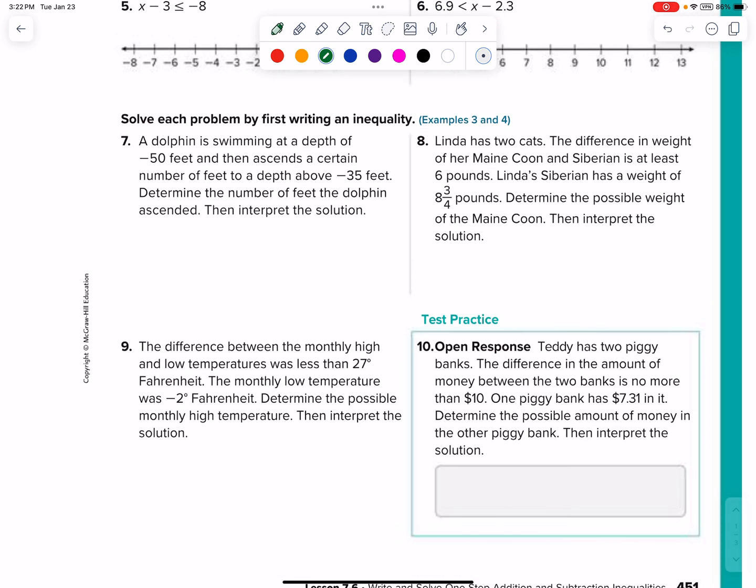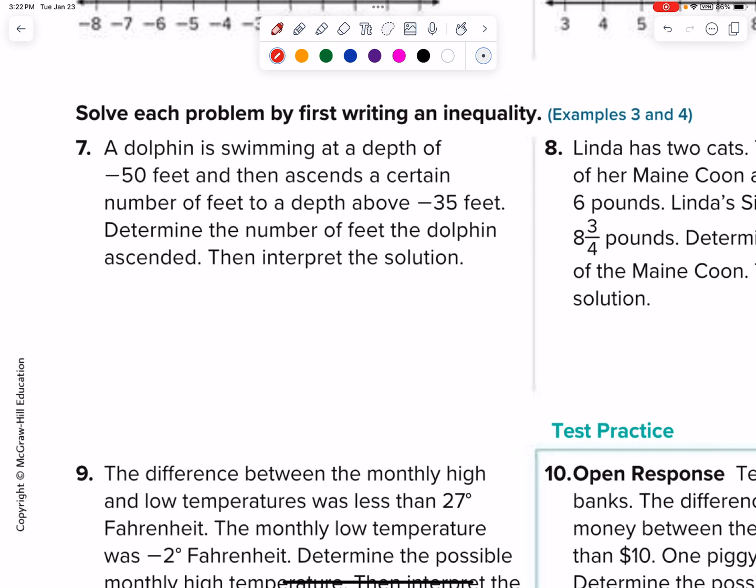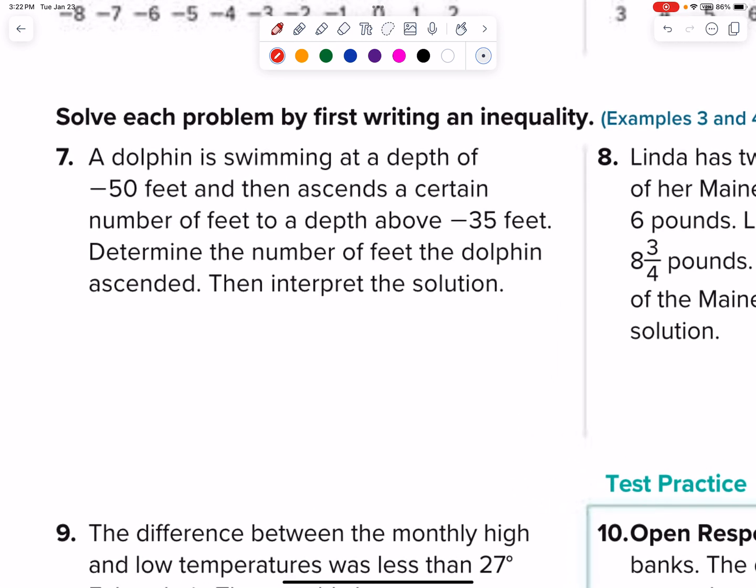All right, and then let's go ahead and take a look at some word problems. These are a little bit trickier in the sense of the order. Okay, so let's go ahead and just explore these ones together, so that you're attacking it the right way. A dolphin is swimming at a depth of -50 feet. So that's its current location. And then it ascends. So remember, we have ascends and descends. Ascend means going up, a certain number of feet. That's obviously our variable. So we could use f or whatever. I just like to use x. Okay, so it's going up a certain amount of feet to a depth above -35. So what does above mean?